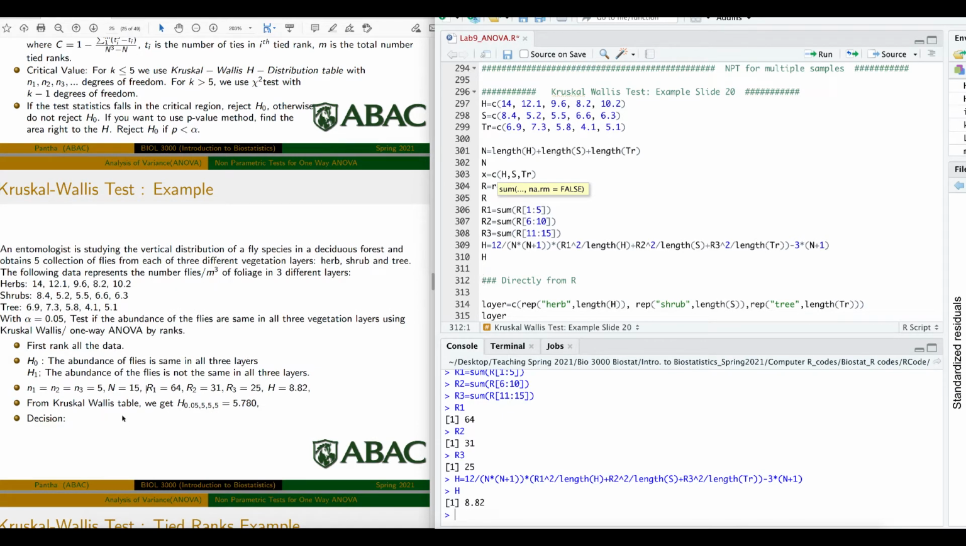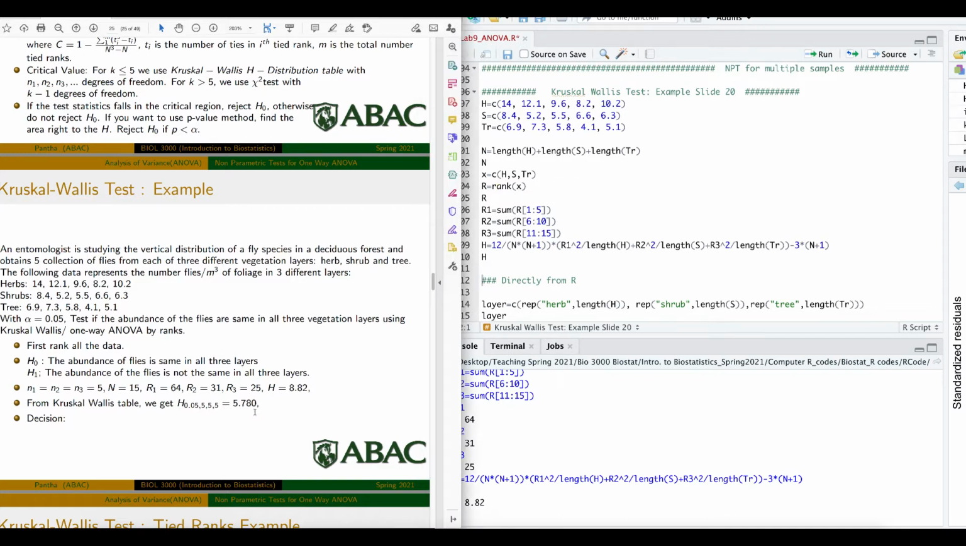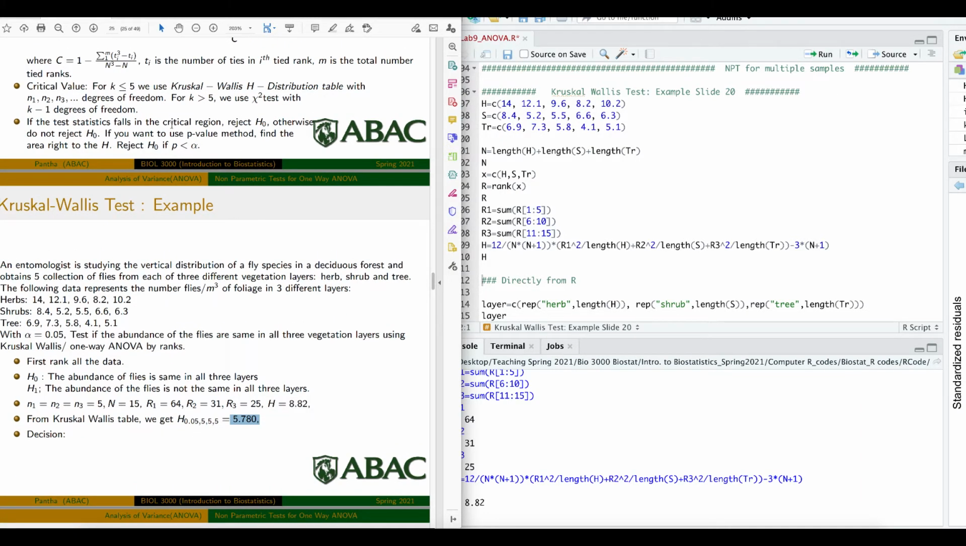From the Kruskal Wallis table, at alpha 0.05 and sample sizes 5, 5, 5, you get 5.780. So that is the critical value and the 8.82 is the test value, right? Since we are using the right-tail test, the test value falls in the critical region.